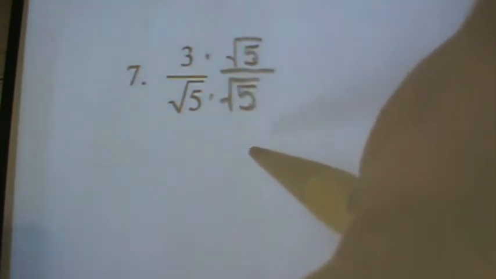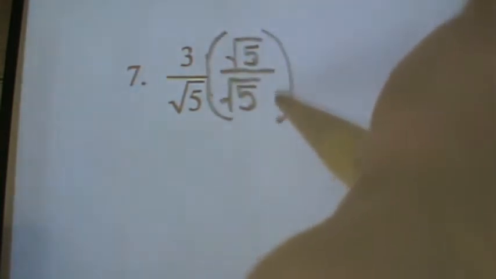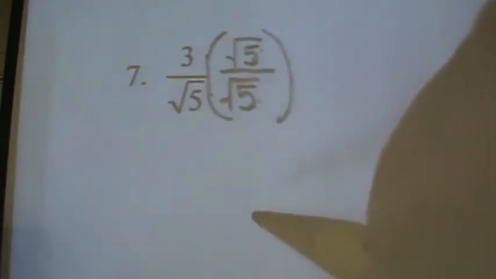So you did an even denominator? Okay, but what is this equivalent to? 1. Anything over itself is 1. And we learned way back that when you multiply any number times 1, what do you get? Itself. So in other words, we're not changing the value of this fraction. It's still 3 over root 5.